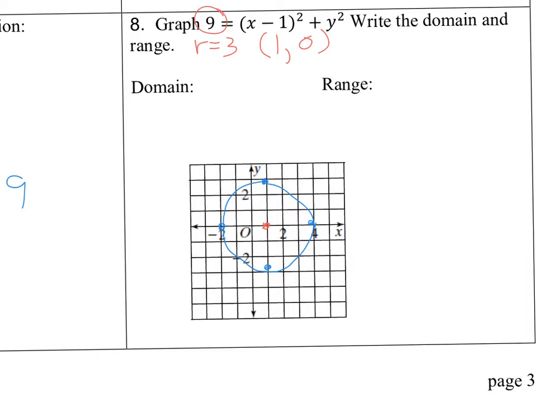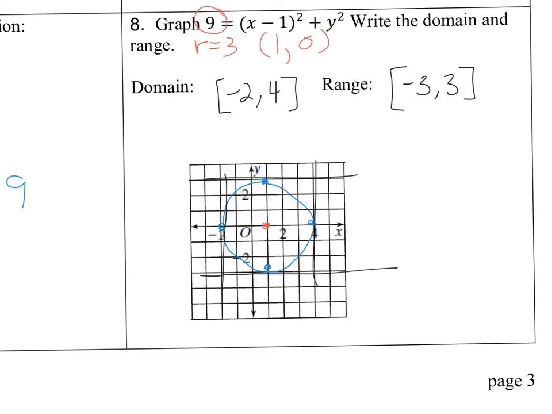So my domain, I'm just going to write in interval notation, is -2, because this is my x value, to 4. And my range is going to be -3 to 3. And including the endpoints, that's why I put the brackets.